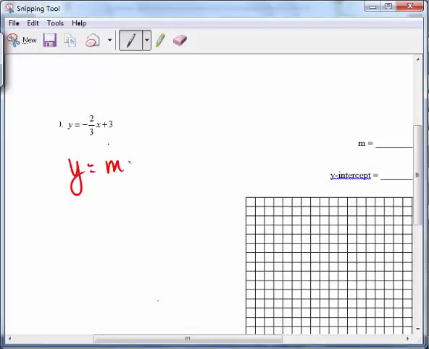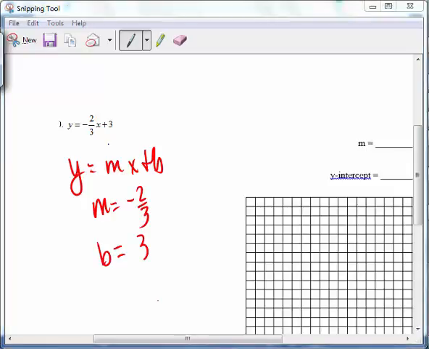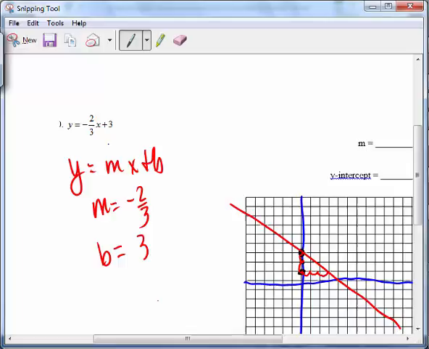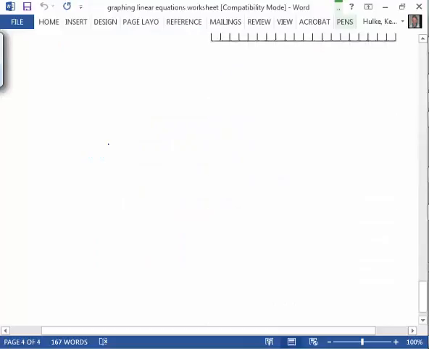Y equals mx plus b. M is negative 2/3. B is 3. So let's draw our graph. Start at the point 3. 1, 2, 3. And from there, go down 2, 1, 2, forward 3, 1, 2, 3. And there is our graph. Next. Oop, that's it.